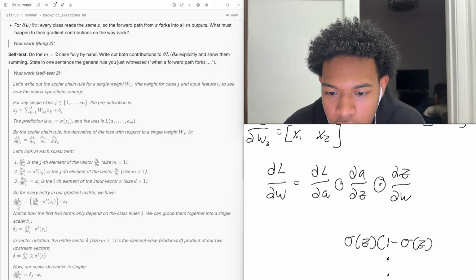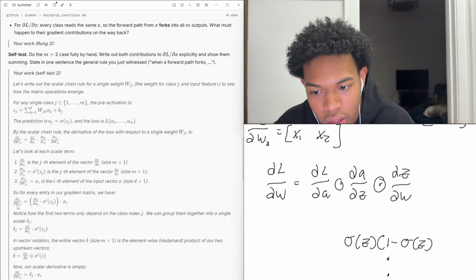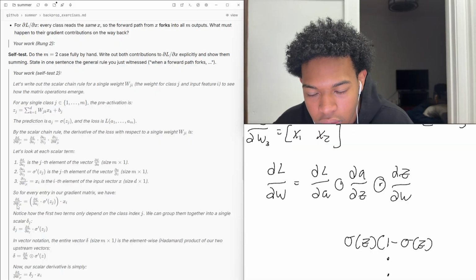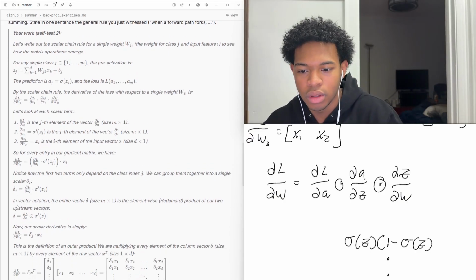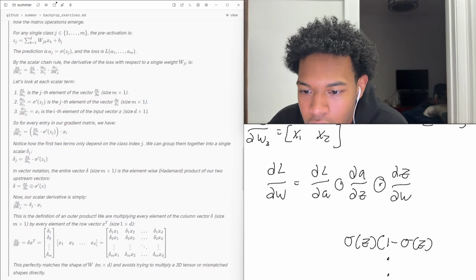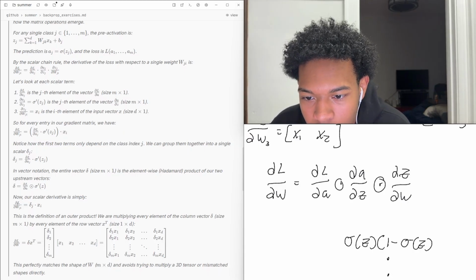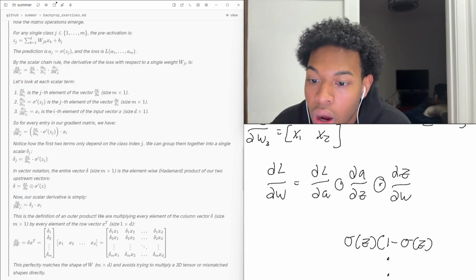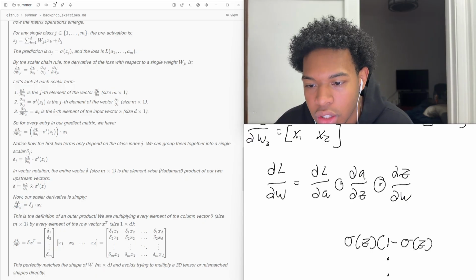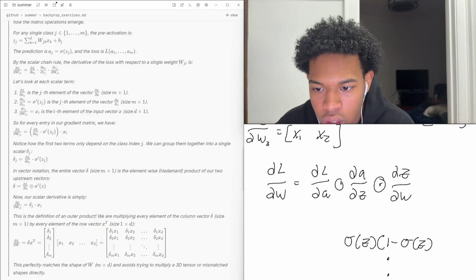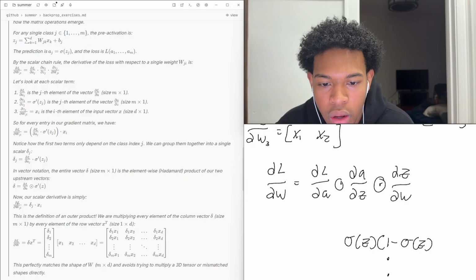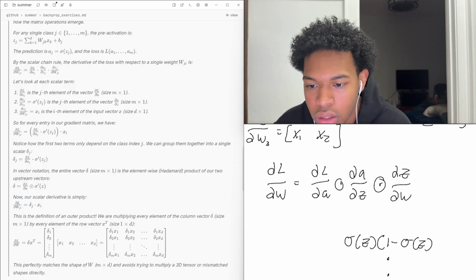Notice how the first two terms only depend on the class index. We group them together into a single scalar. Or we can group them. I'm going to emphasize that as an option. Because they all belong to j, you can turn it into a vector. In vector notation, that entire vector is the element-wise product of our two upstream vectors.